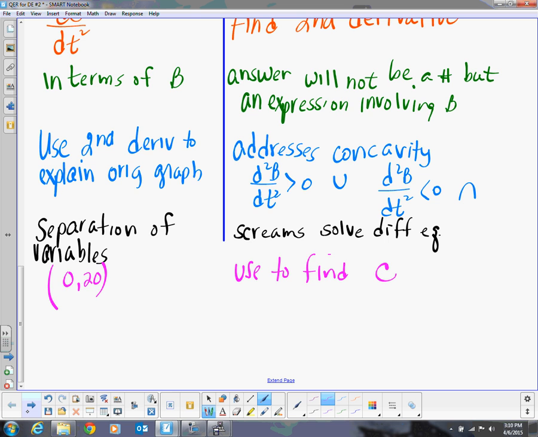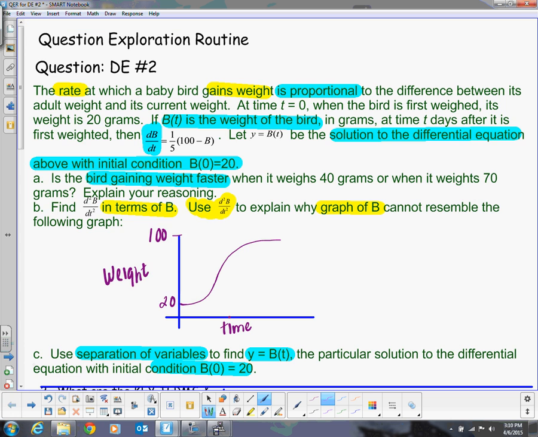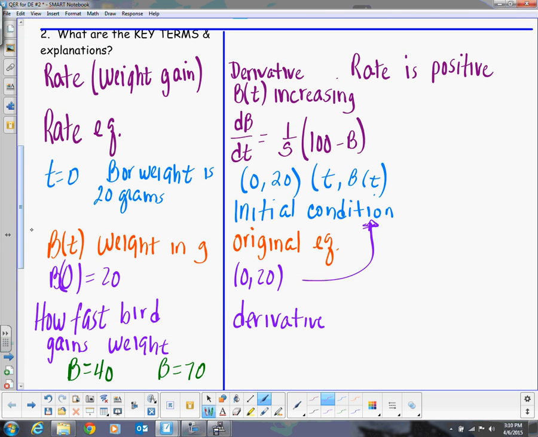So here we go. What do we have? What are some supporting questions and answers? We're going to be beginning in A. A said, is the bird gaining weight faster? So when we were looking at this and we said gaining weight faster, what did we talk about? How fast the bird gains weight. We're talking about the derivative, and we've got b equals 40 and b equals 70.